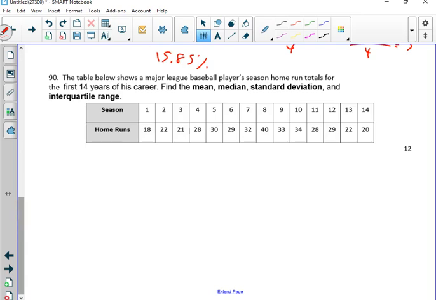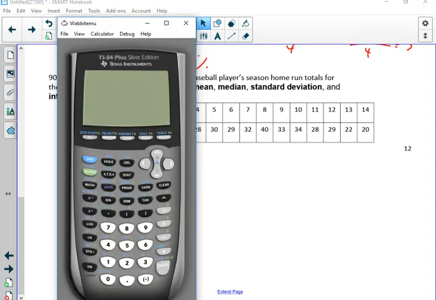All right. Home run totals for 14 years of this kid's career. Find the mean, median, mode, standard deviation, and quartile range. Let the calculator be your friend.